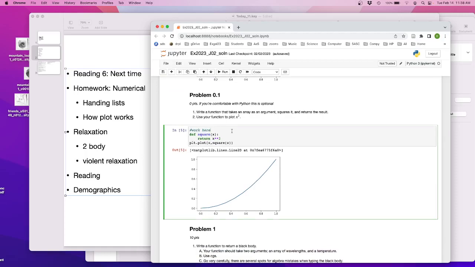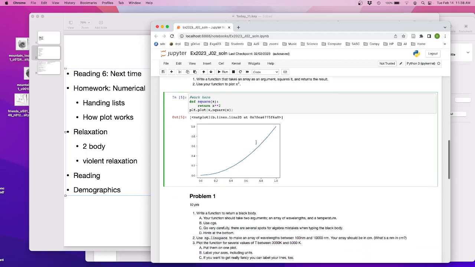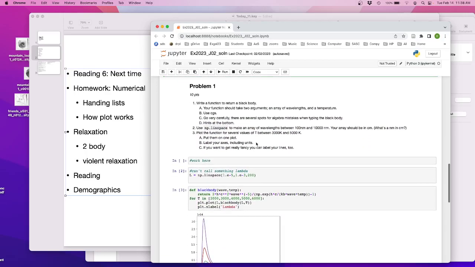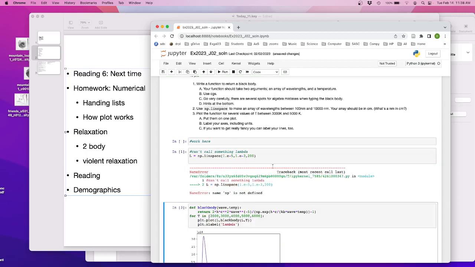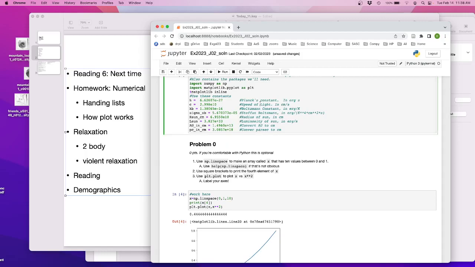And then here I had you write a function. So here we just defined a function square, and then we plotted it like that. I think everybody got that pretty well. The next bit was also, I think most people got pretty well. So everybody was comfortable using linspace to make an array of stuff. Whoops, I got to define everything.